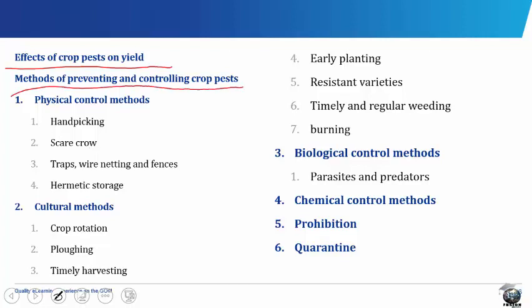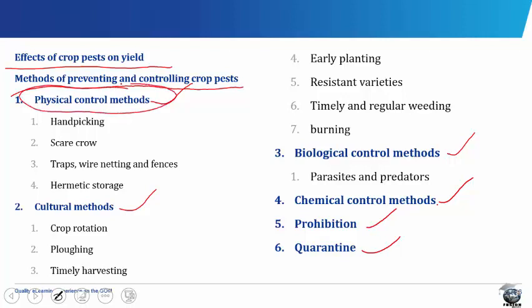Methods of preventing and controlling crop pests. For effective control, the agriculturist should be able to recognize the various types of insect pests, the nature of their damage, and the likely time of attack. Pests can be controlled by 6 different methods. They are the physical control method, the cultural method, the biological method, the chemical control method, through prohibition and quarantine.